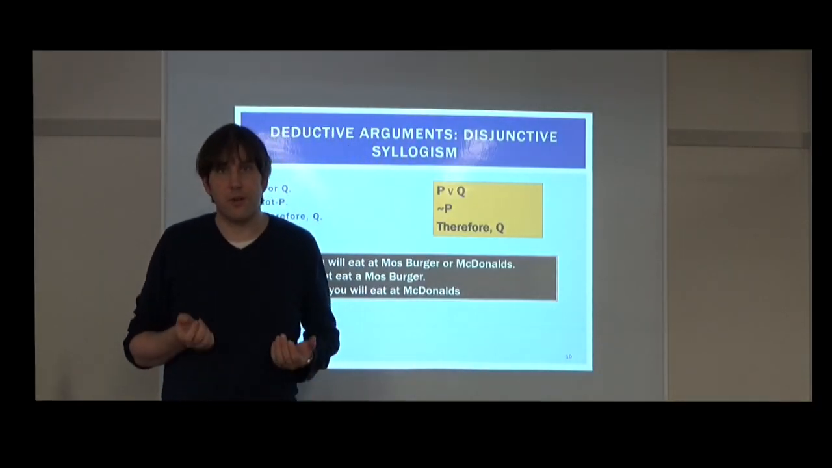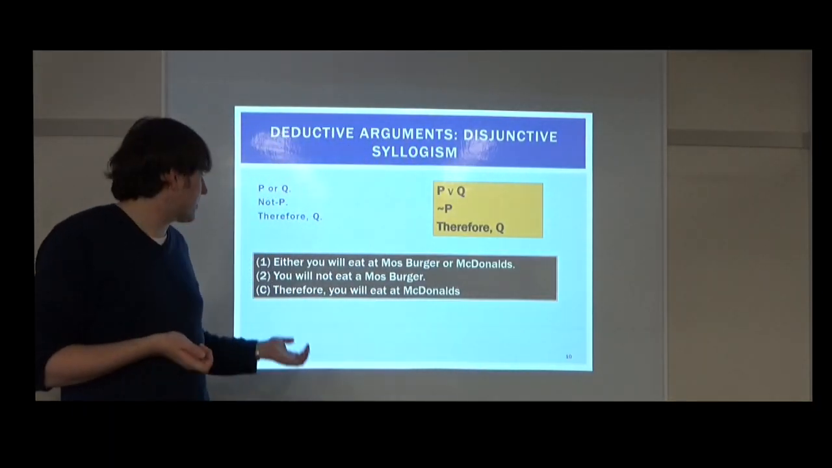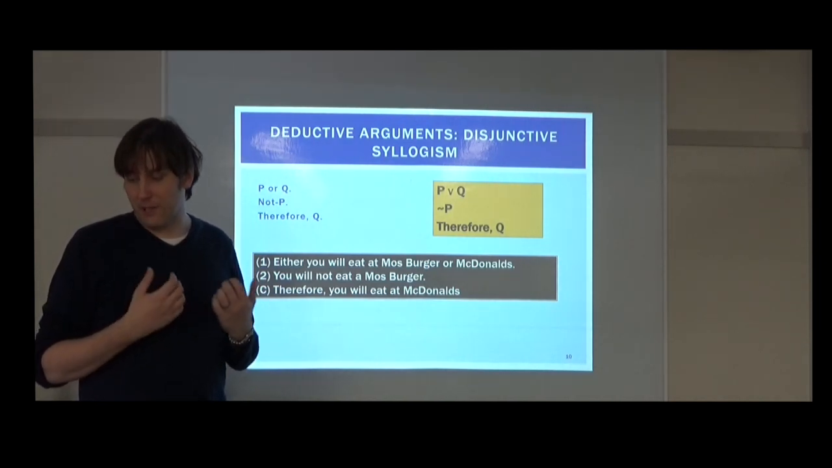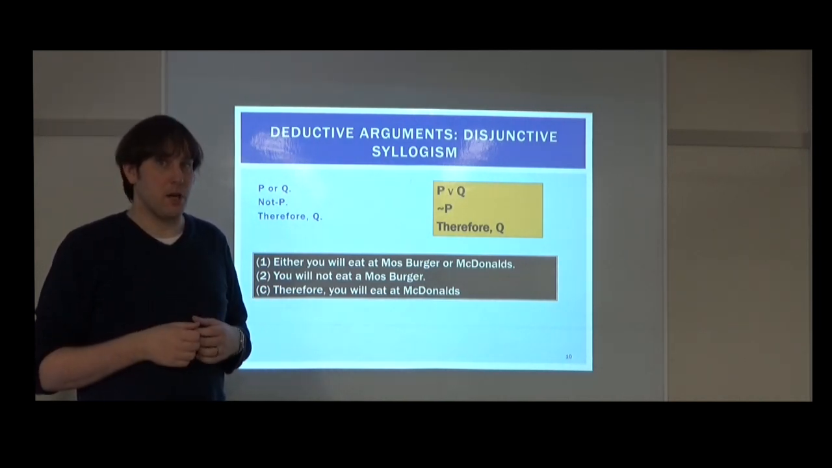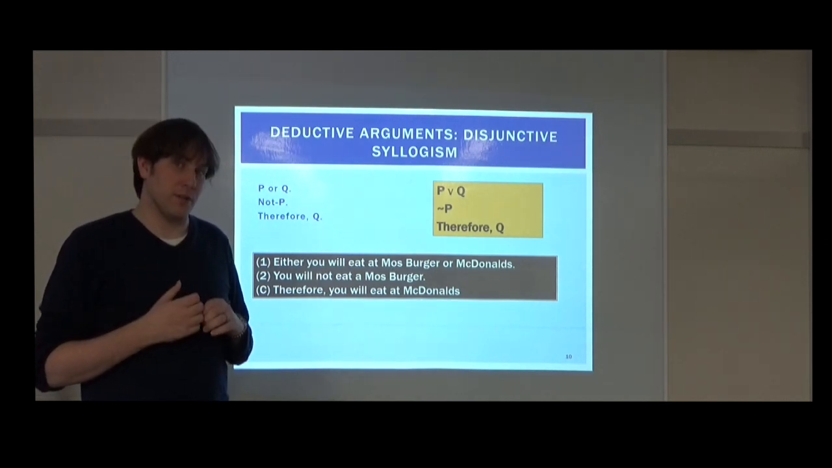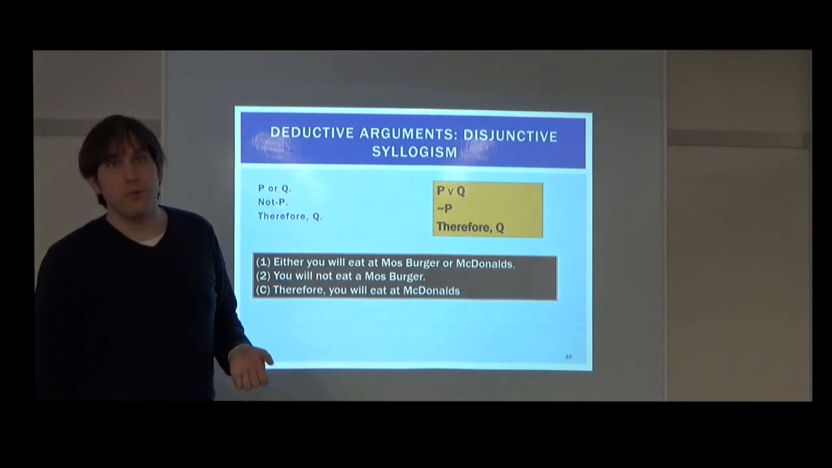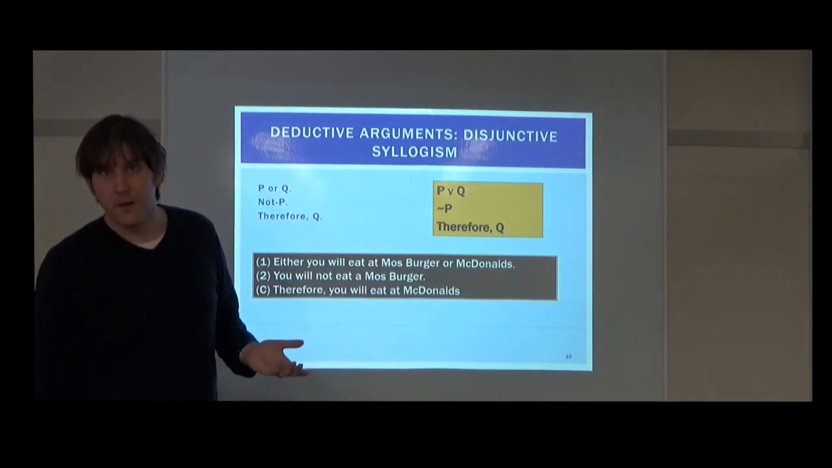Okay, so I want to show us how to do this with disjunctive syllogism. So let's look at one. Either you will eat at Mossburger or you will eat at McDonald's. You will not eat at Mossburger, therefore you will eat at McDonald's. This would be my choice. Yours is probably different. So how do we do this using a truth table?